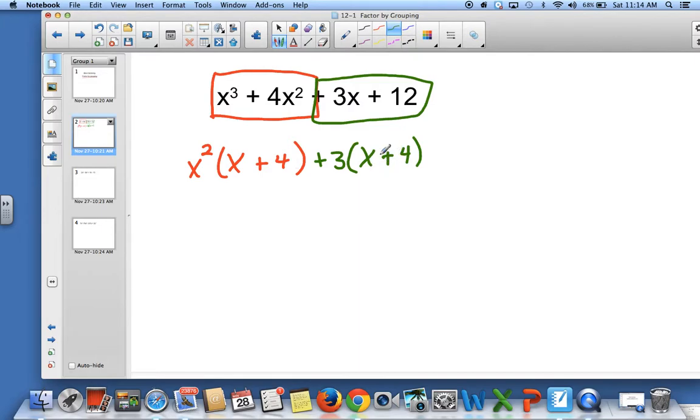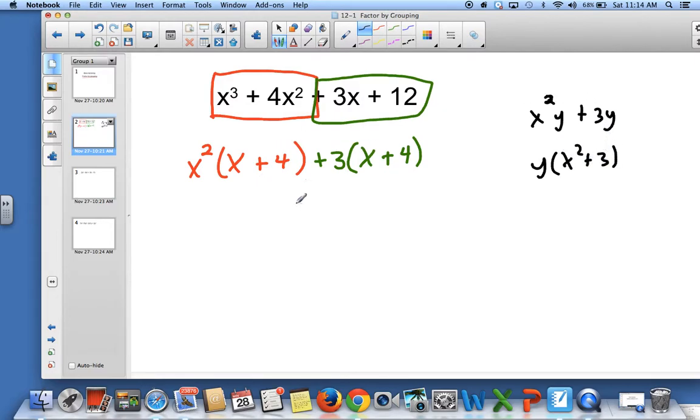What I want to do is compare that to a different problem. Suppose I had a problem that looked like this: x squared y plus 3y. I'd ask, what's a common factor here? Well, y is a common factor, so y comes out, and what's left is x squared plus 3.